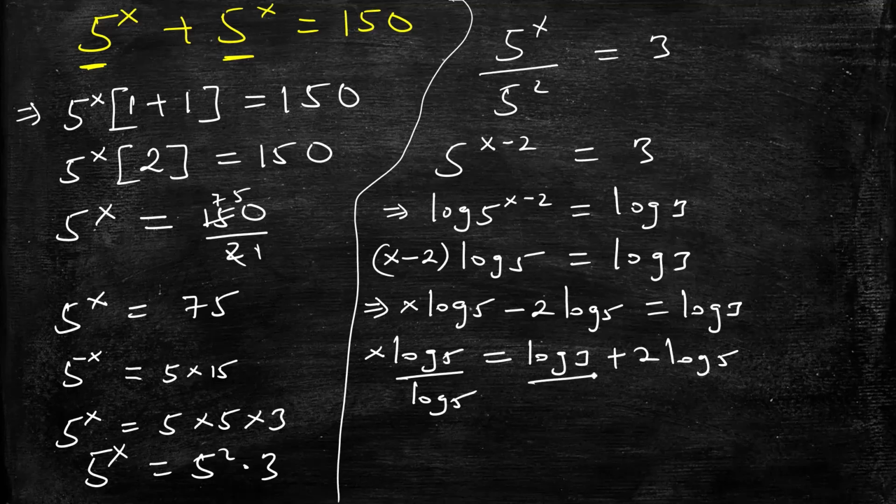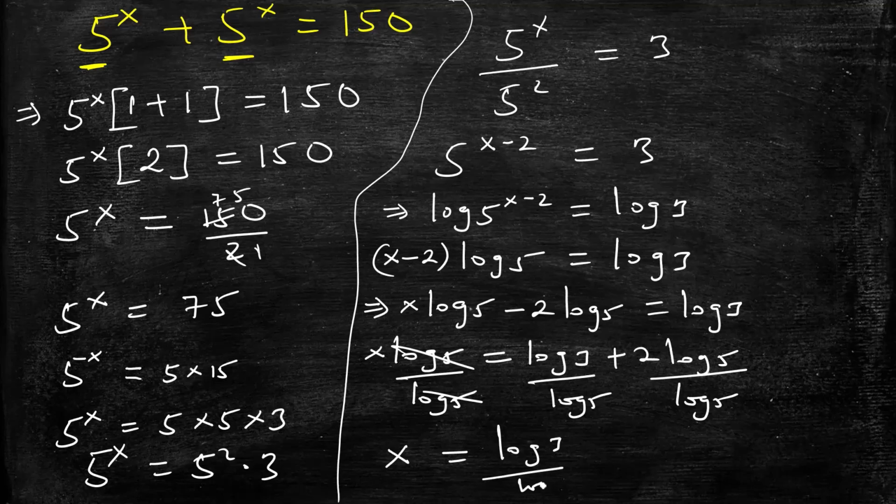So let's do it term by term. So this one will go, I will be left with x here. Okay, so this side will be log 3 over log 5, plus, so this side plus 2.